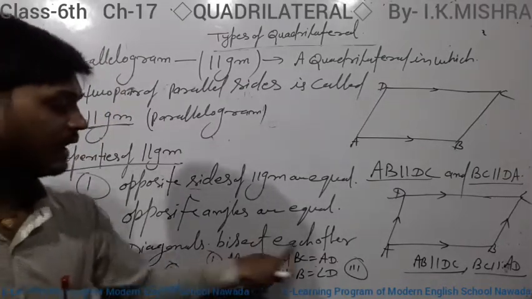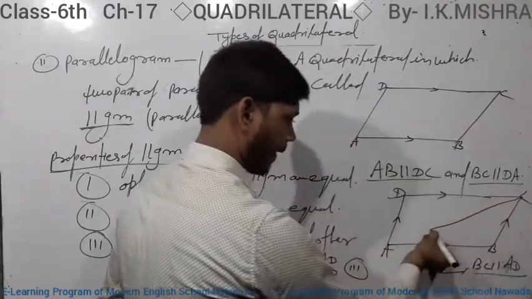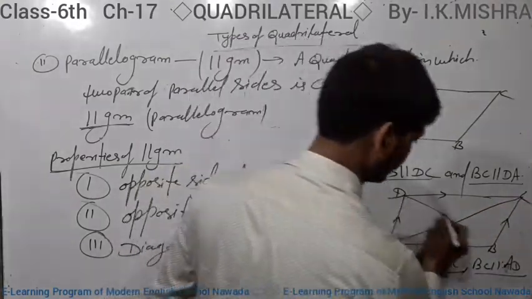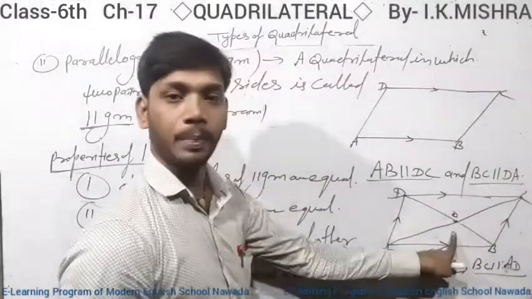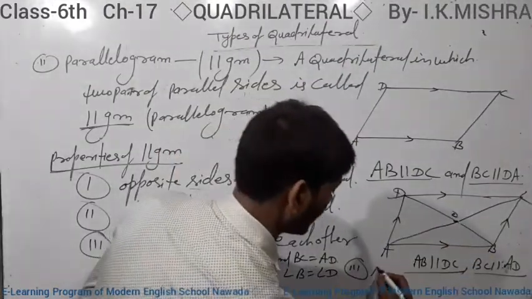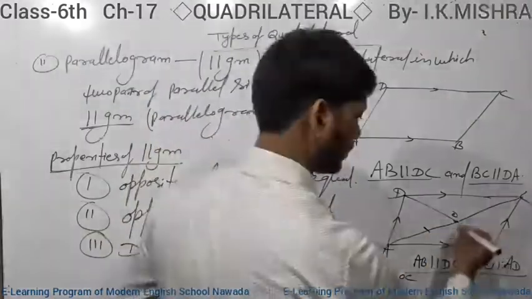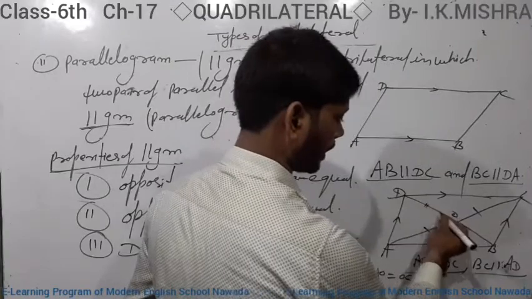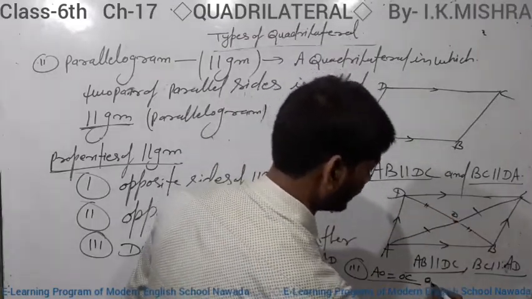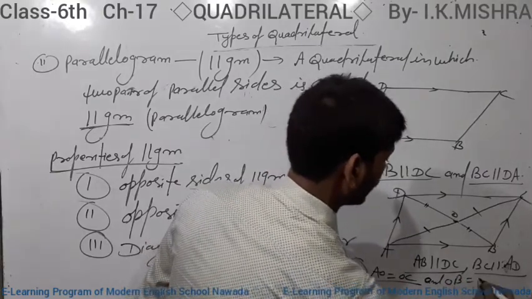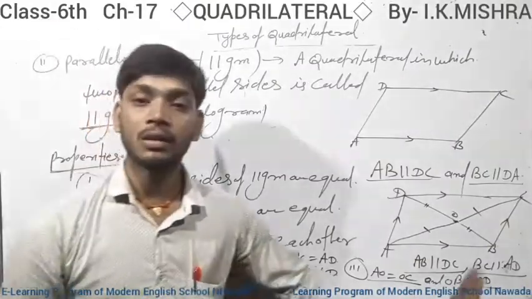And third, diagonals bisect each other. When you join the diagonals, here the diagonals bisect at O. That means students, here AO is equal to OC. Bisect means this part is equal to this part and this part is equal to this part. That means AO is equal to OC and OB is equal to OD. Clear friends? Diagonals bisect each other.